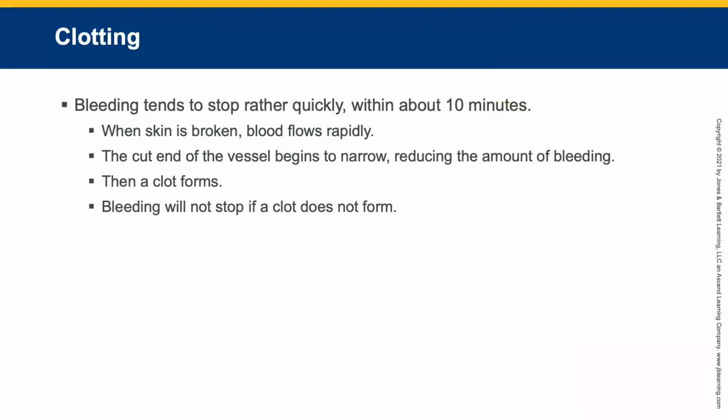Bleeding tends to stop rather quickly, within about 10 minutes, in response to internal mechanisms when it's exposed to air. When the skin is broken, blood flows rapidly from the open wound. The cut end of the vessel begins to narrow, which is called vasoconstriction. It reduces the amount of bleeding and starts forming clots. The bleeding will never stop if a clot does not form, unless the injured vessel is completely cut off from the main blood supply by applying direct pressure or a tourniquet.